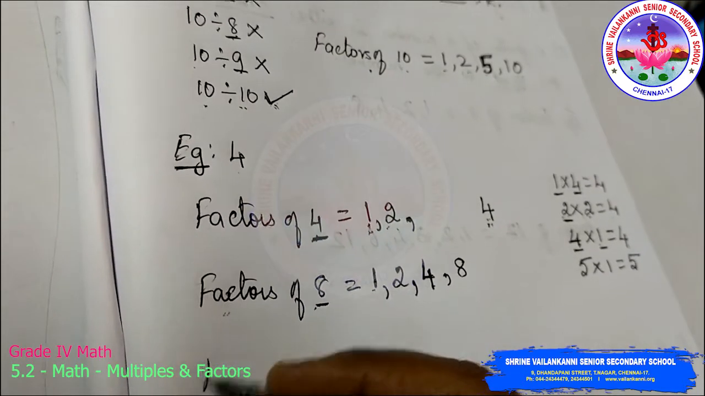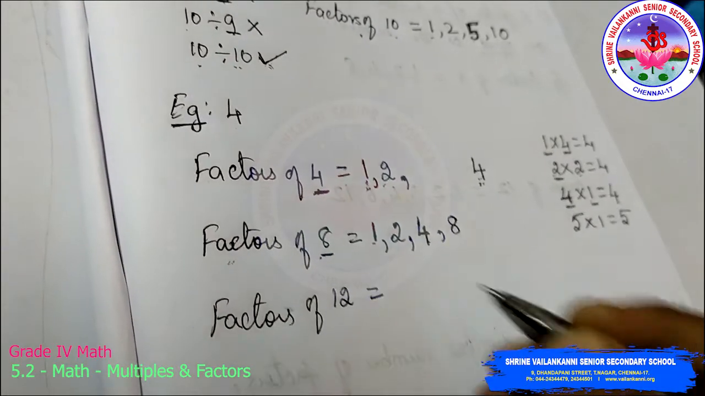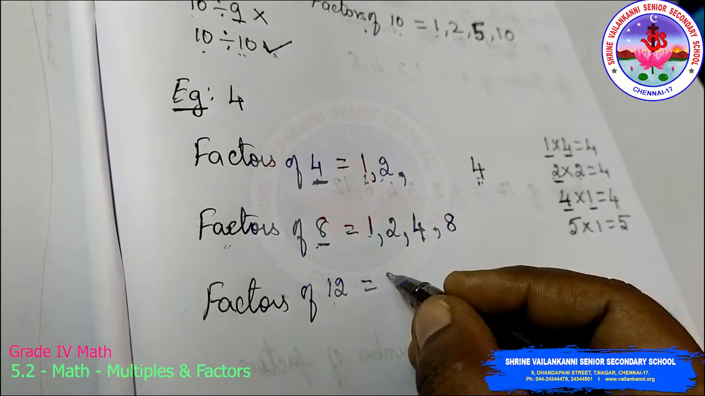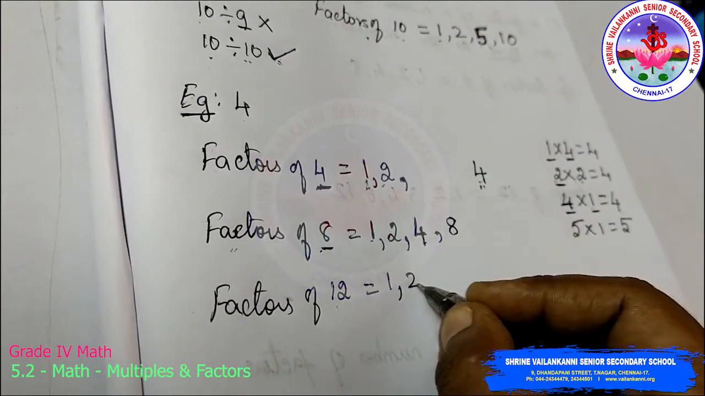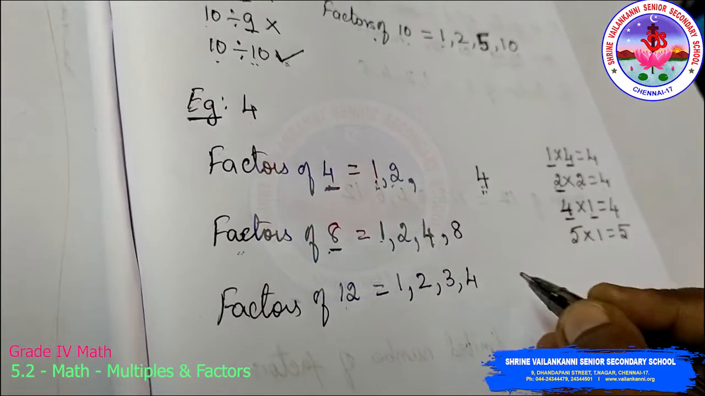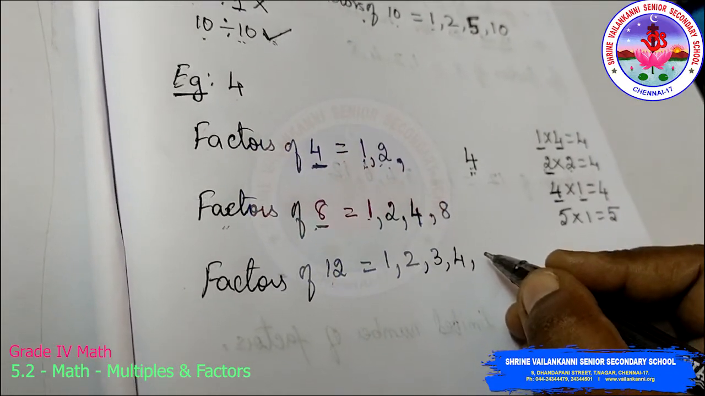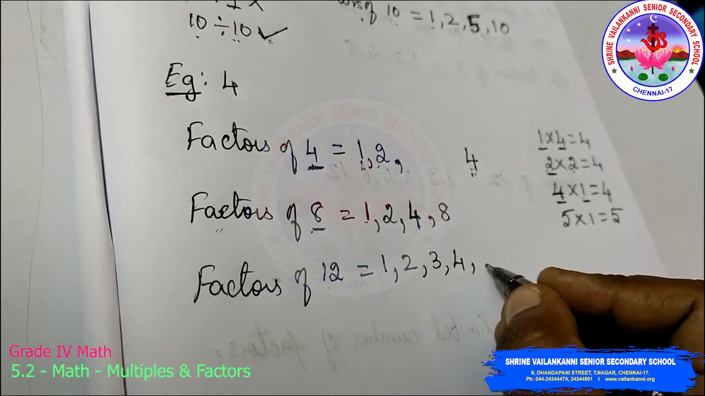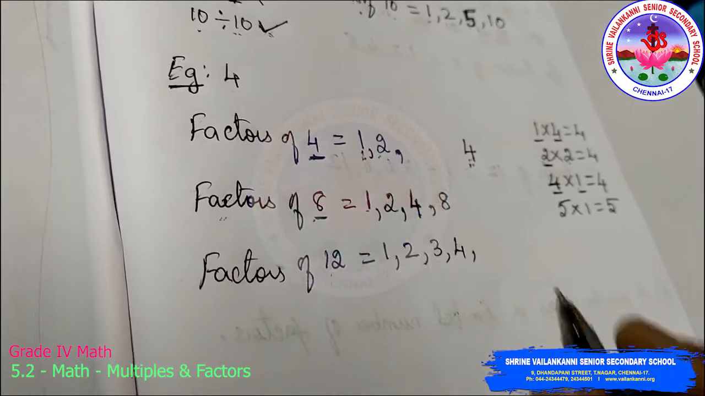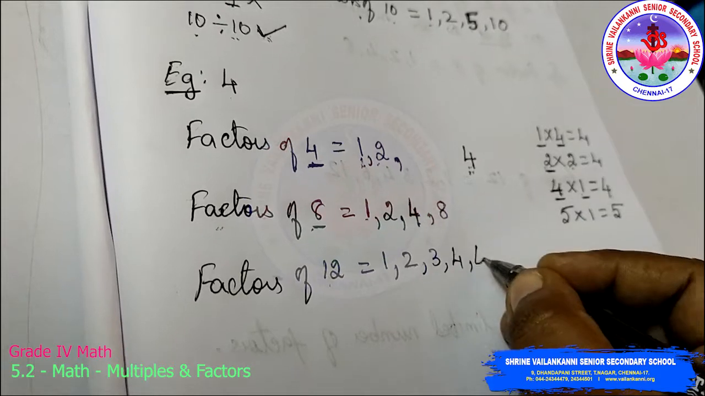Okay. For example, factors of 12. If you take 12, again I am starting with 1 table. 1 table I will get 12. 2 table I will get 12. 3 table I will get 12. In 4 table also I will get 12. 5 table, do we get 12 in 5 table? No. 6 table, so I don't want to write 5 here. See, if you don't get value in that particular number tables, don't write that number. Okay. So 6 table, 6 twos are 12. So I should write 6.